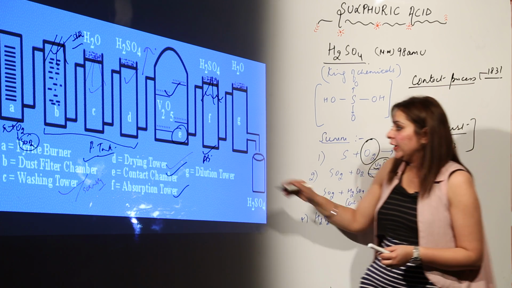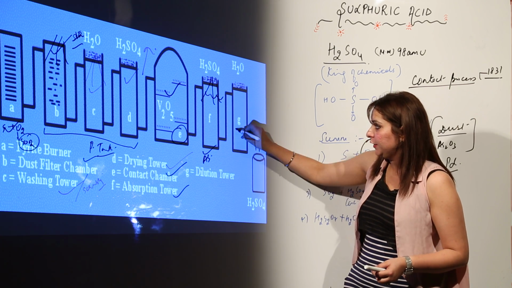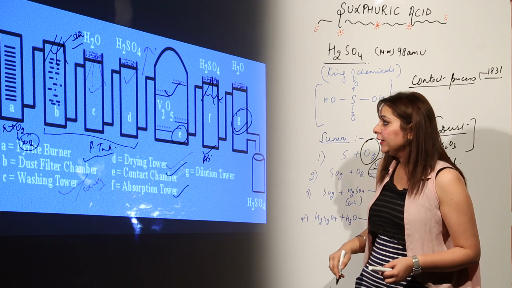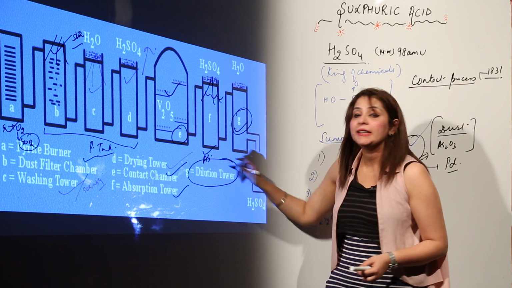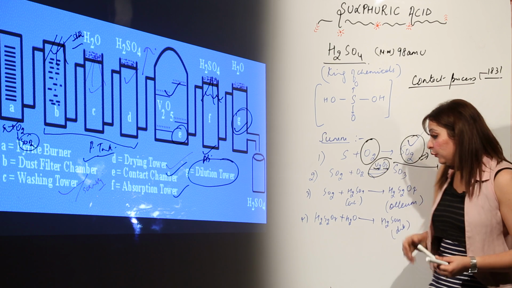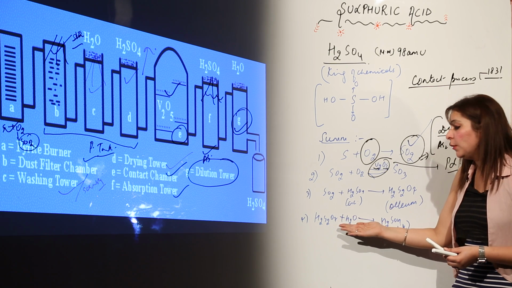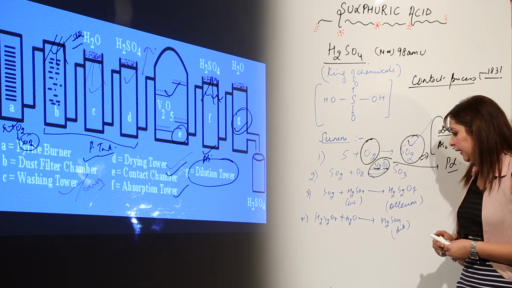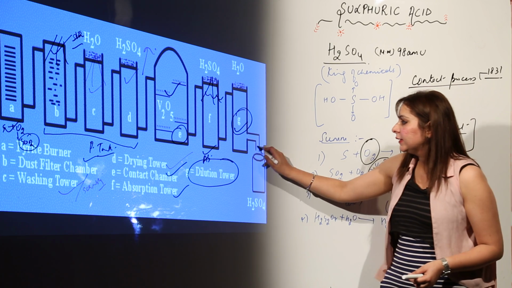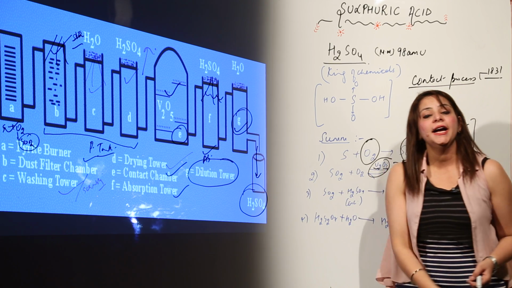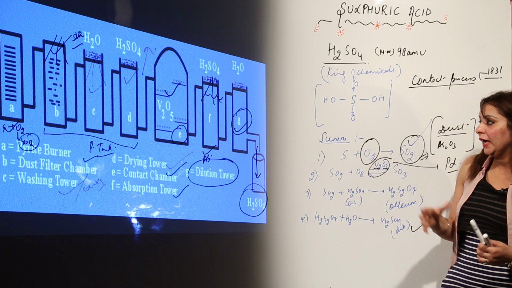Then after this we pass this H2S2O7 into the G tank. What is this G tank? It is the dilution tower. Here we mix an equal amount of water with the oleum, and as a result we get our desired dilute sulfuric acid. So I think it is clear.